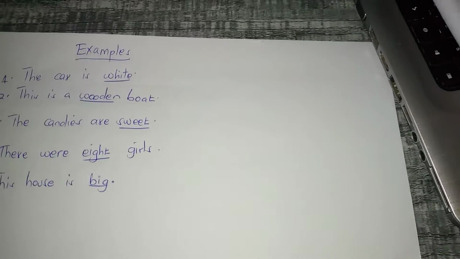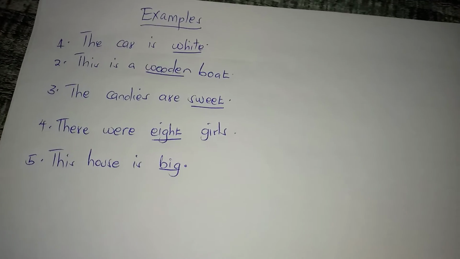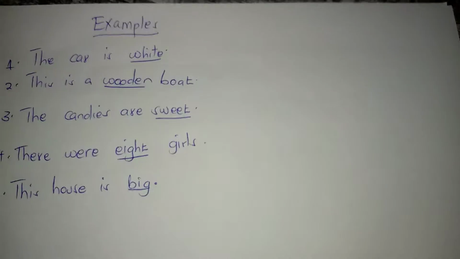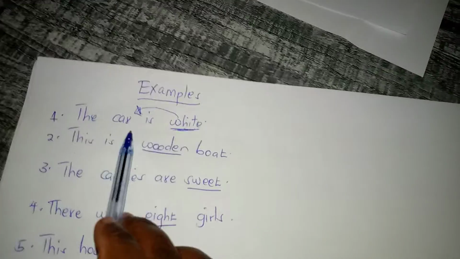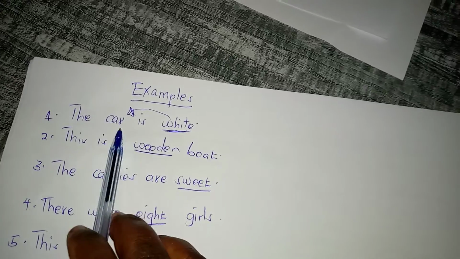Number 1, the car is white. White is an adjective, which is a color. So what this adjective white tells us more about the noun car. It tells us the car is white. Which color is the car?